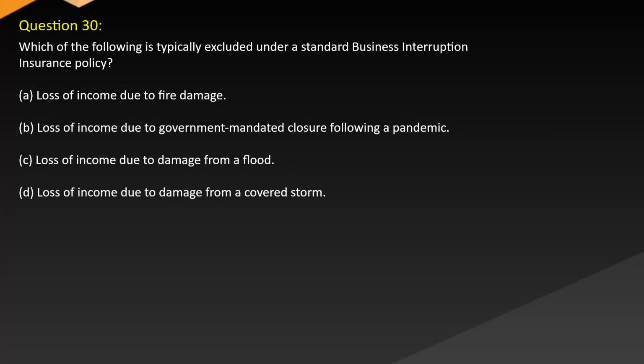Question 30. Which of the following is typically excluded under a standard business interruption insurance policy? A. Loss of income due to fire damage. B. Loss of income due to government-mandated closure following the pandemic. C. Loss of income due to damage from a flood. D. Loss of income due to damage from a covered storm.